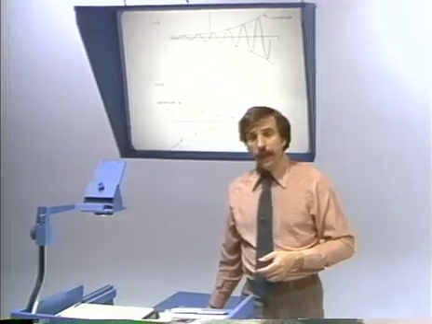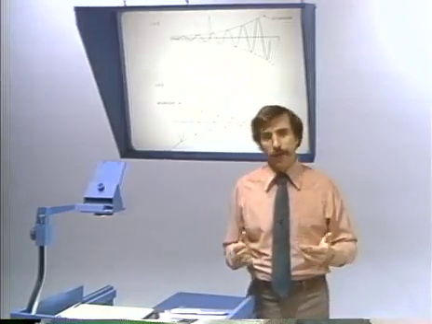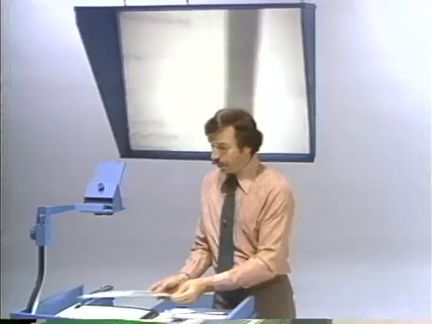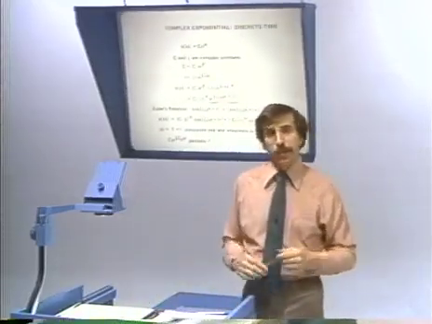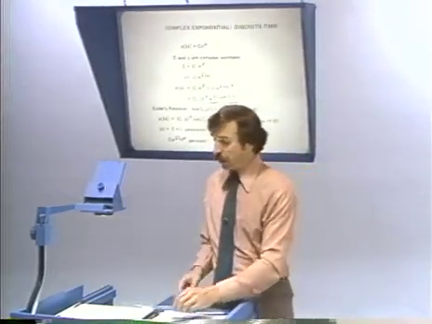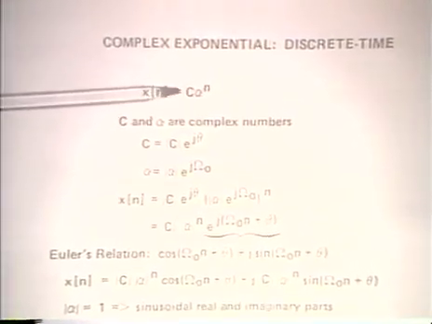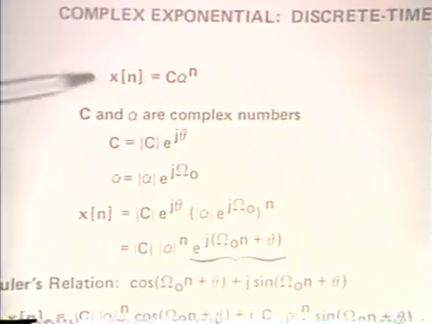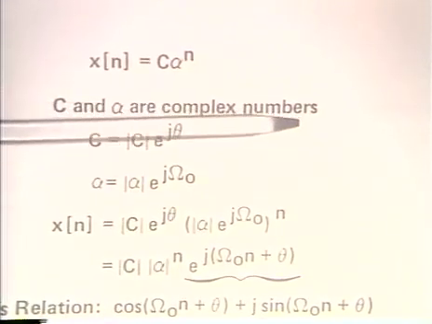Okay, now in the discrete time case, we have more or less the same kind of outcome. In particular, what we'll make reference to are complex exponentials in the discrete time case. The expression for the complex exponential looks very much like the expression for the real exponential, except that now we have complex factors. So c and alpha are complex numbers.